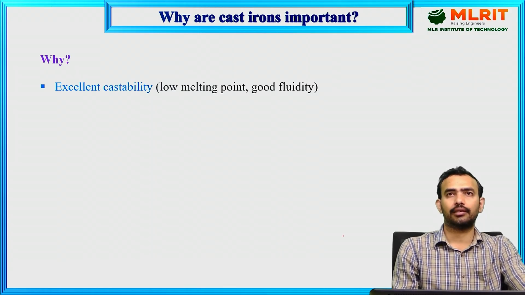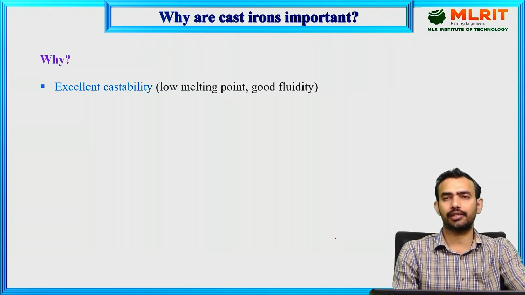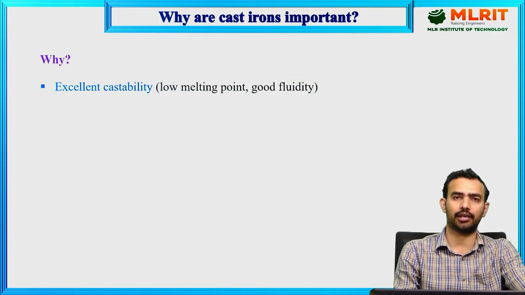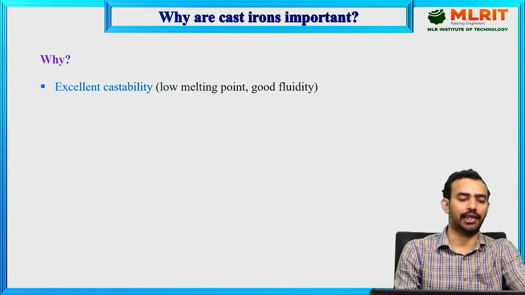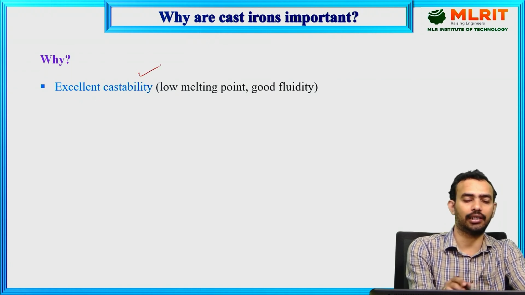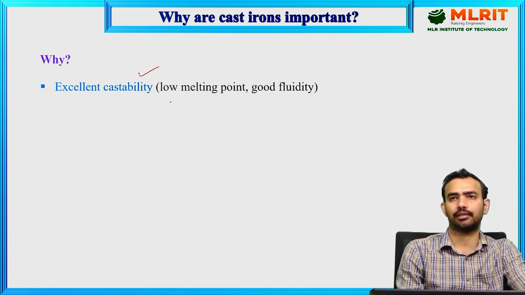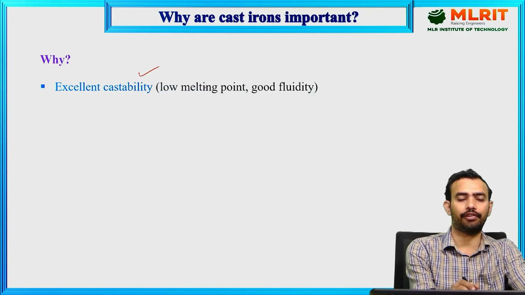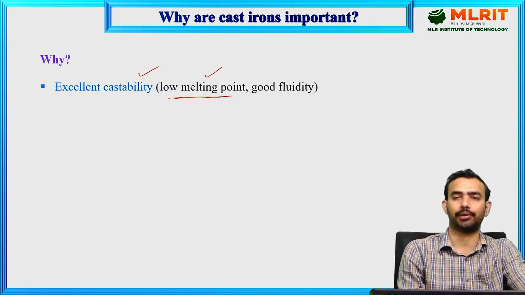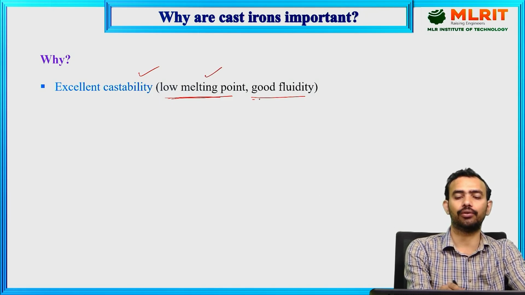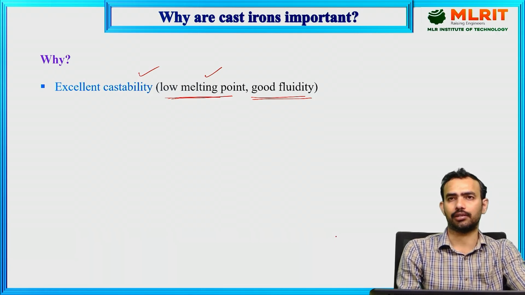So why are these cast irons important? What are its engineering applications, where does it stand, and what are its mechanical properties, thermal properties and general physical properties? Cast irons offer excellent castability, that is the ability to cast the material. Why is it having excellent castability? Because of their low melting points and their good fluidity, so good flowing properties. Because of their good flowing characteristics as well as the low melting points, they offer excellent castability.